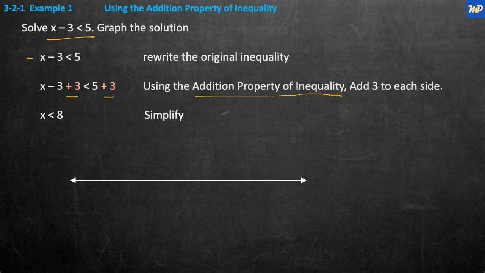And there it is, the plus 3 on both sides. When we do that, we're going to simplify. The 3's will disappear on the side with the x right here. And we're going to have x less than 5 plus 3 is 8. There's our solution right there. X is less than 8.